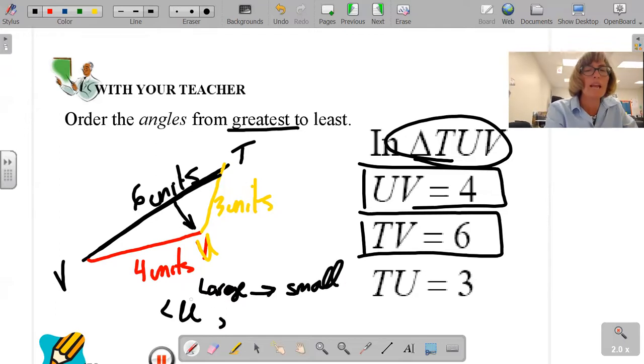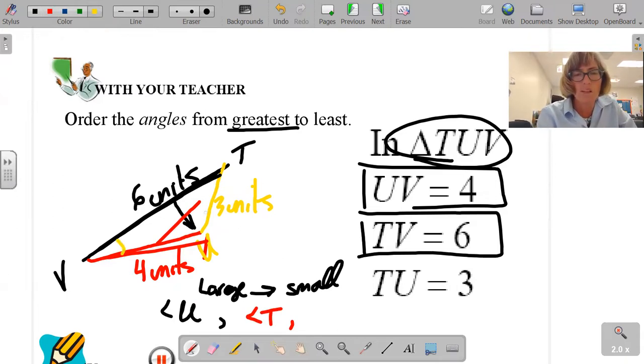Then my next angle would be the medium angle. So medium side, medium angle would be angle T. And then your smallest side, your smallest angle is across from the 3 would be angle V. So although I don't have the angle measures, I know that U has to be the largest, T has to be the middle angle, and V has to be the smallest.